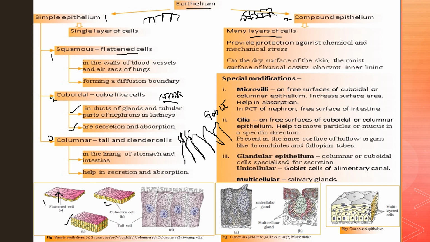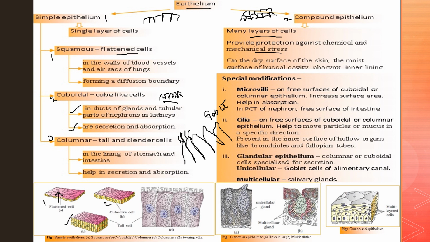Now coming to the compound epithelium, this epithelium is present in many layers. This also provides protection against chemical and mechanical stress. These are present on the dry surface of the skin, the moist surface of the buccal cavity, the pharynx, as well as the inner cavities. All this compound epithelium is present. Transitional epithelium is present in the urinary bladder.